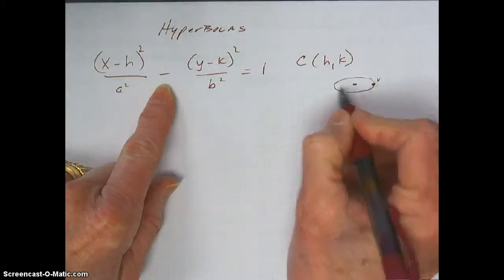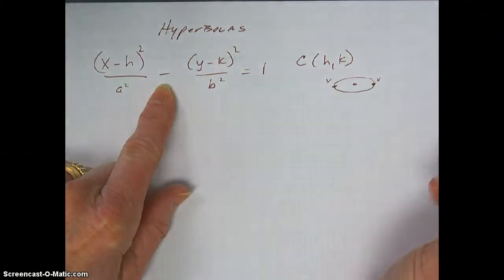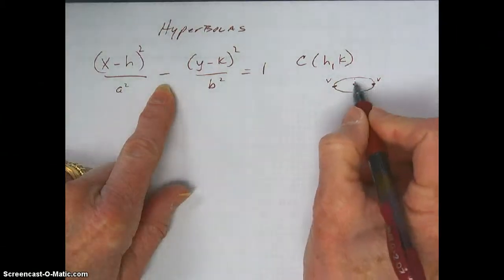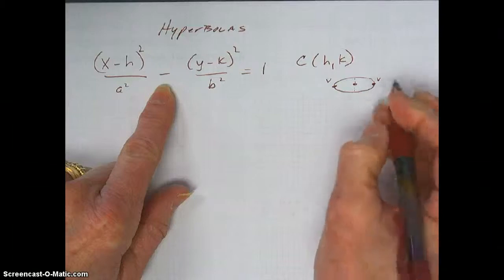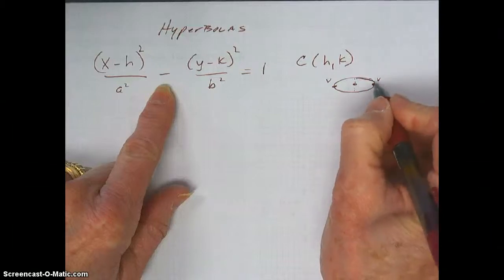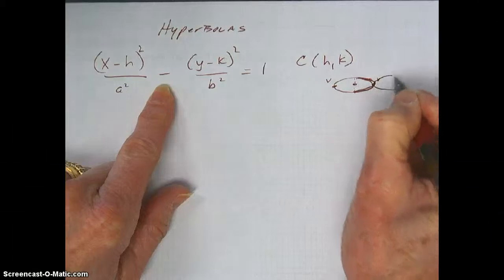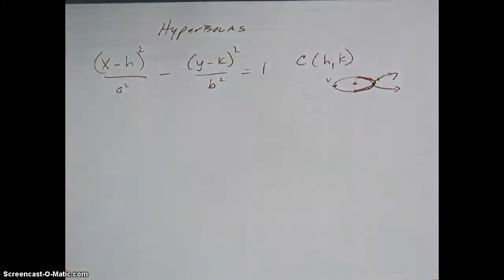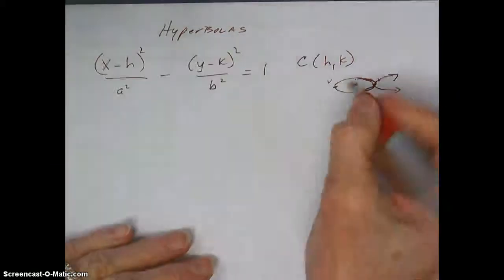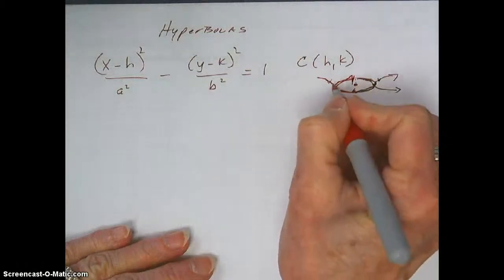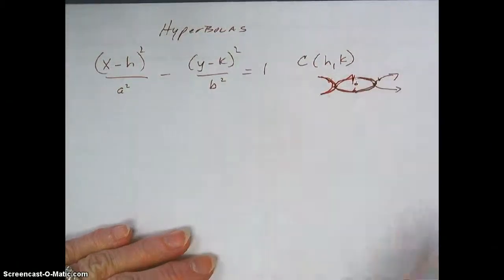Here's a vertex and here's a vertex on my ellipse. But we're going to turn this ellipse, if you can imagine, inside out. Instead of our curve going this way, it's going to go this way. So if you want to think of a hyperbola, it's going to be an ellipse inside out.